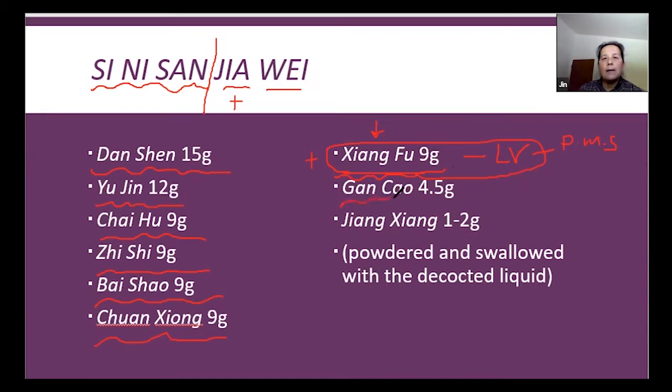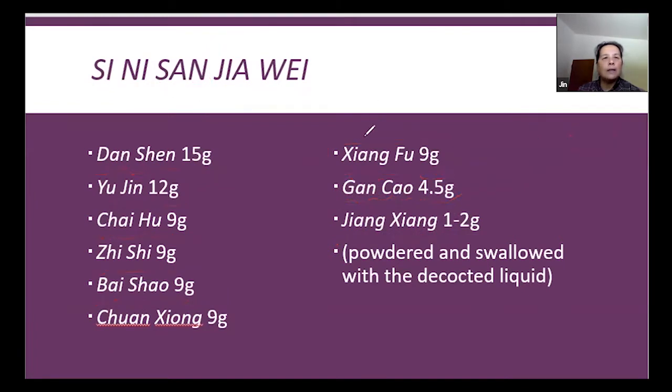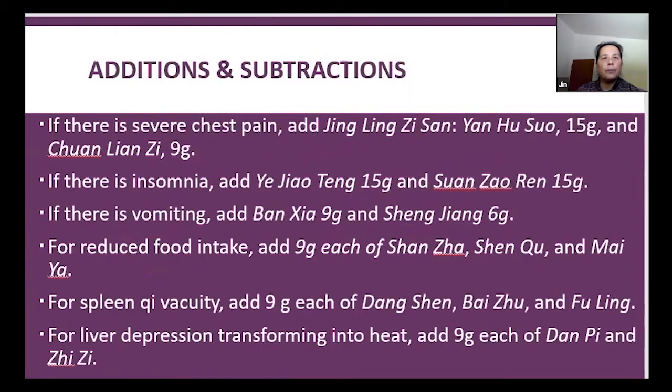And 甘草 is a harmonizing herb, but it itself has some qi tonifying function. 香附 is a qi moving herb. So that's generally what we say for liver qi stagnation, and we use 四逆散.